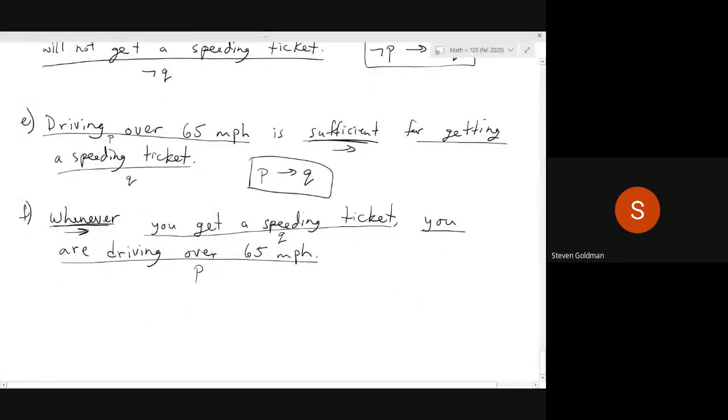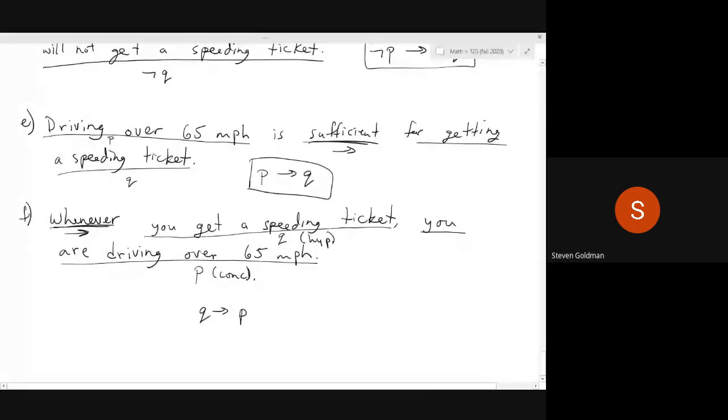That's also from the list of alternative ways to say a conditional statement. Okay, whatever comes after the word whenever is the hypothesis. So here Q is the hypothesis, P is the conclusion. So just like you said, this would be the statement if Q, then P.